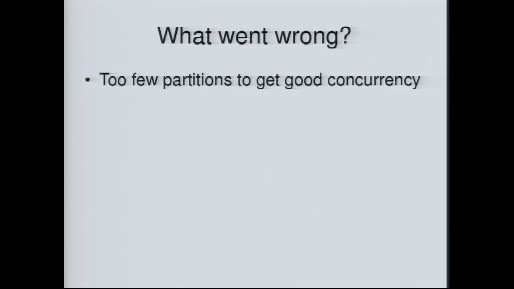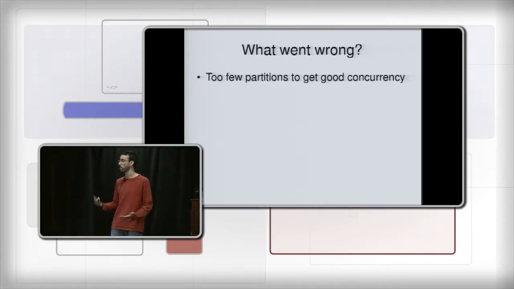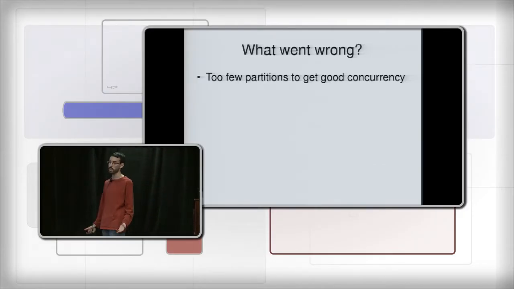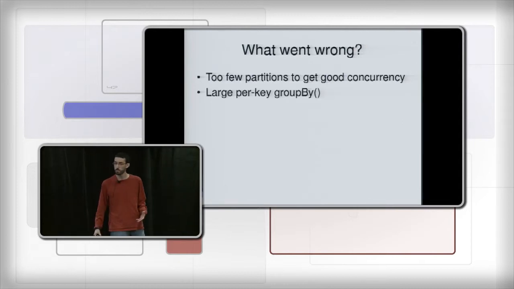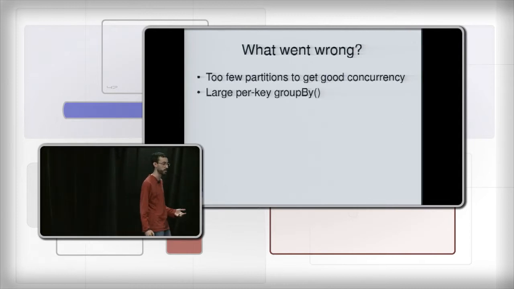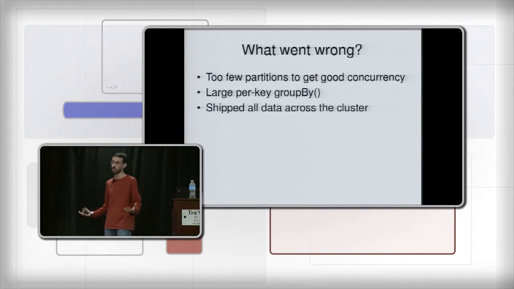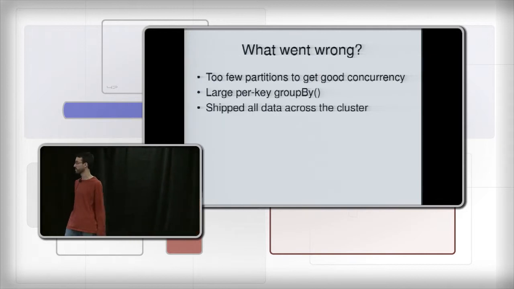Okay, so first let's ask what went wrong in this specific example, and then let's generalize that. So what went wrong? We had too few partitions. We had 4 partitions and only 3 machines, so we didn't really get good concurrency. We had a large per-key group by, which could apply extra memory pressure, and we shipped all of the data across the cluster. We did a group by on all of the data.